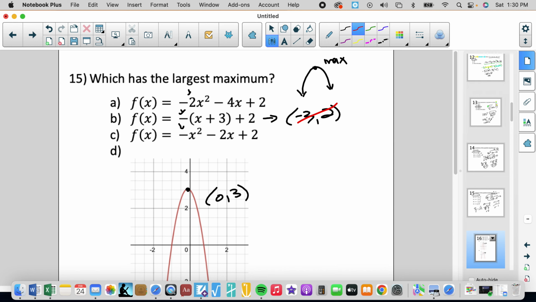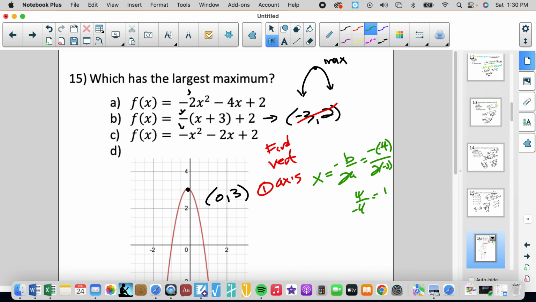And the way I find the vertex is we find the axis of symmetry first. Find the vertex. I probably shouldn't be writing in red. Let's write axis of symmetry, x equals the opposite of b over 2a. So the opposite of negative 4 over 2 times negative 2, that's 4 over negative 4, which is negative 1. We're going to plug that value in. We're going to find f of negative 1.